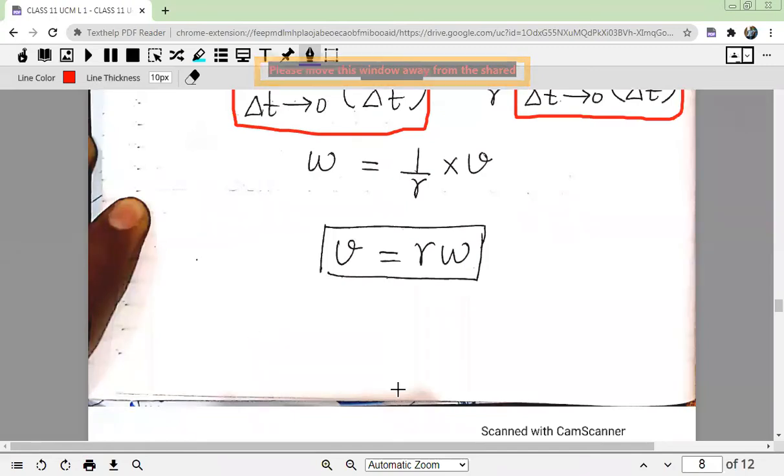Now, how will you write it in the vector form? In vector form, we can write vector v equals vector omega.